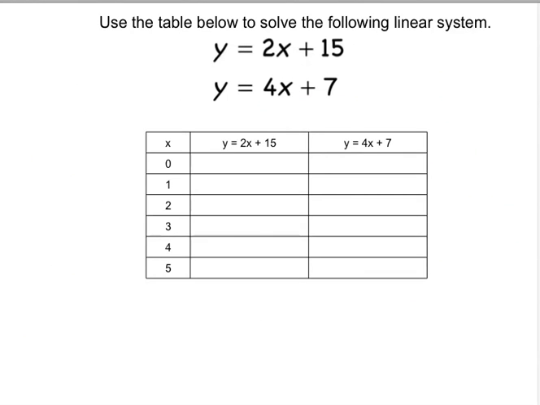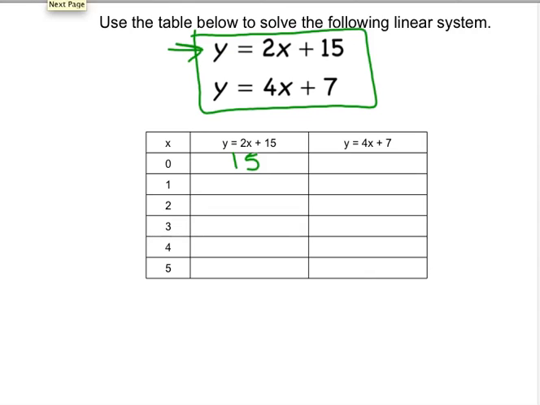And here's an example of a linear system. This is two equations with two unknowns. So everything we do from here on out is going to be solving two equations with two unknowns. And the point here is, let's take a look at the first one. I just have some random numbers that I picked here, 0 through 5, just to get an idea of some points that are on this line. If I plug in 0 for x, I get 2 times 0 plus 15, which is 15. Then if I plug in 1 for x, if I replace x with 1, I get y equals 2 times 1 plus 15, which is 17.